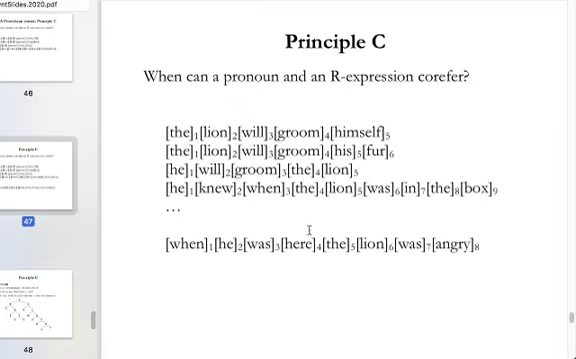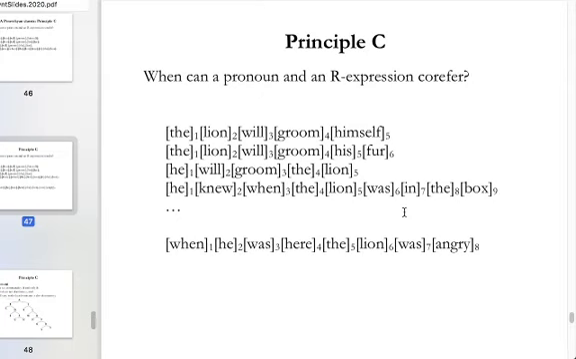So what could be going on here? Well, note that if you learn the generalization from the basic data, you're going to be wrong about these sentences. You're going to predict that these shouldn't be able to co-refer, yet every adult native speaker of English knows that these are allowed to co-refer. Well, how did they learn that?